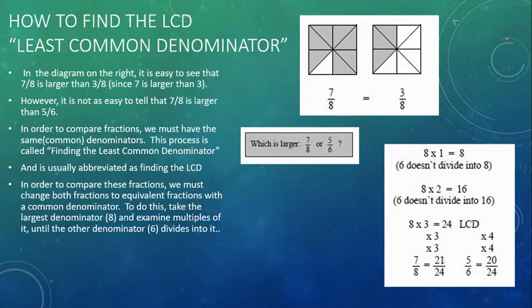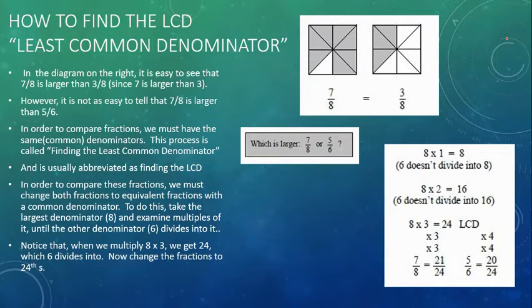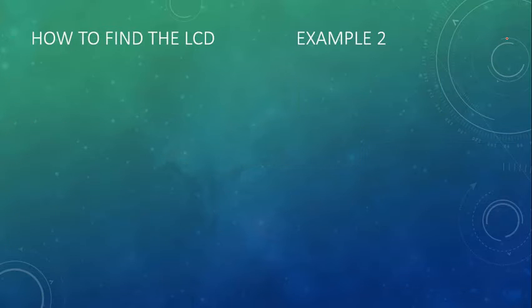a common denominator. And so to do this, notice that we're going to multiply the 8 times 3 and we get 24. And then we multiply the 6 times 4, which gives us 24. Now when we do that, that means that the 7 is also times 3 and the 5 is also times 4. Okay, so notice that the 7/8 is still larger than the 5/6, though not by much, because you have 21 over 24 compared to 20 over 24.